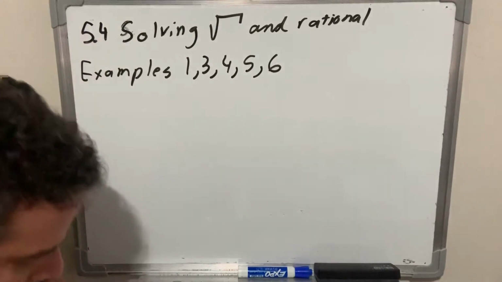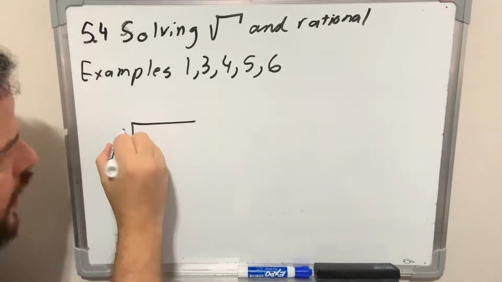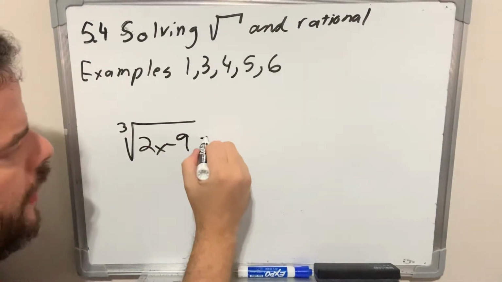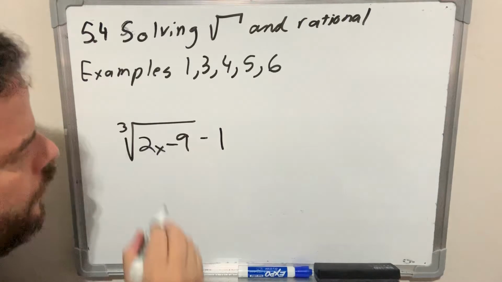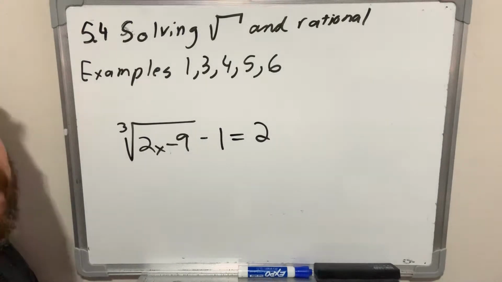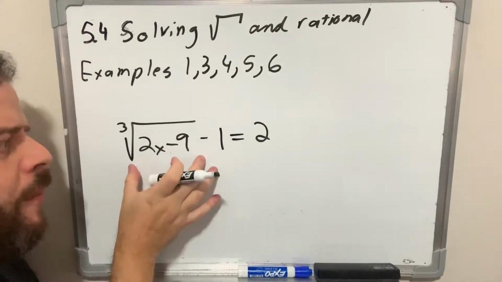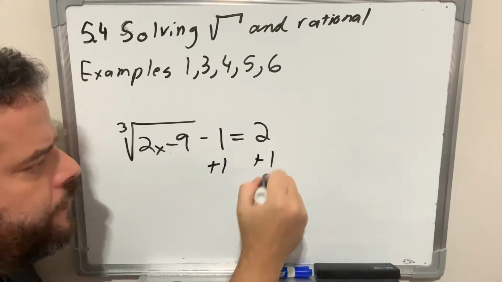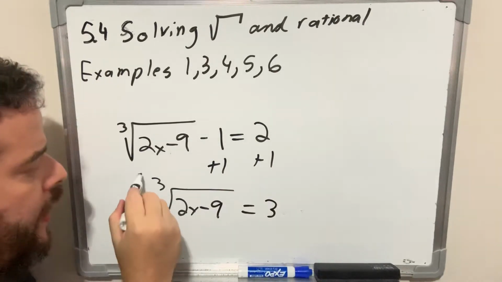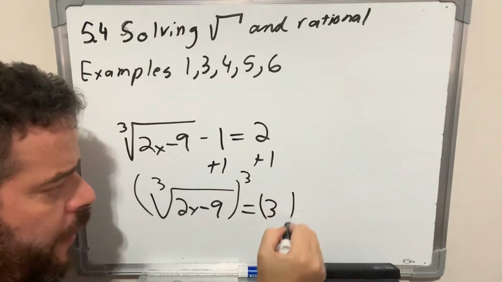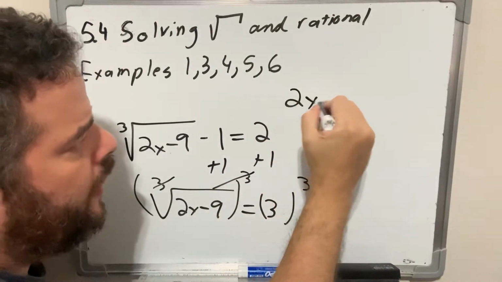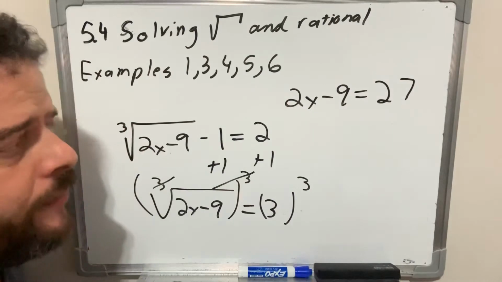Let's go over b. Now I have a cube root: cube root of 2x minus 9, minus 1, equals 2. In this case, we want to work like reverse PEMDAS. Remember, we want to get rid of the things that are farther away from my radical. So we first get rid of this 1, and I have cube root of 2x minus 9 equals 3. Now I raise this side to the third power, and I raise everything on the right-hand side to the third power. This cancels my root, and I have 2x minus 9 equals 27.